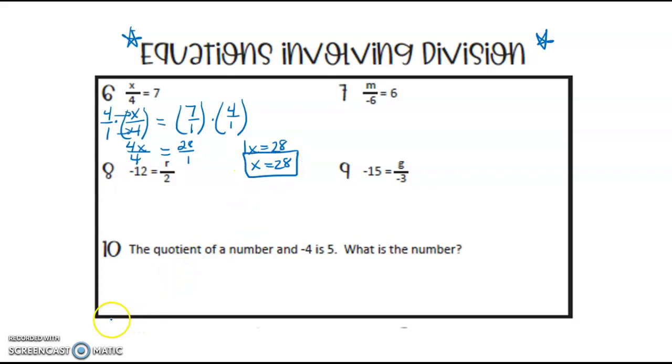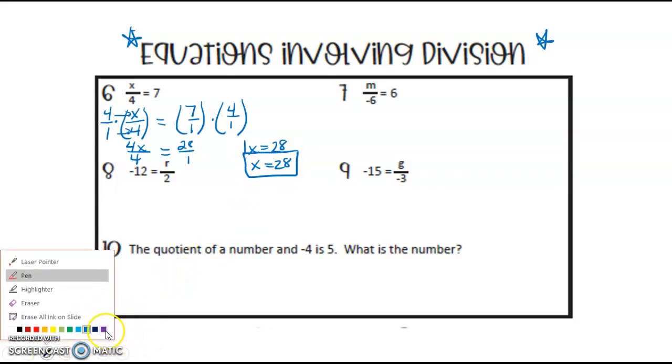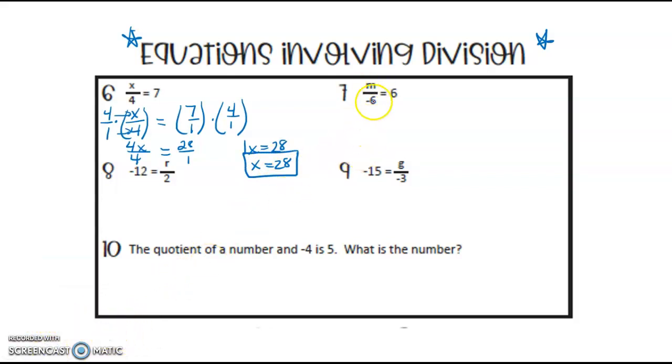Now, if that was a lot of rigmarole for you, let's keep on going. Here I have negative 6 in the bottom, so I'm just going to do this up here. Times negative 6. What I do to one side, I have to do to the other side, times negative 6. These are going to cancel. My m comes down. My equals comes down. 6 times a negative 6 is negative 36.